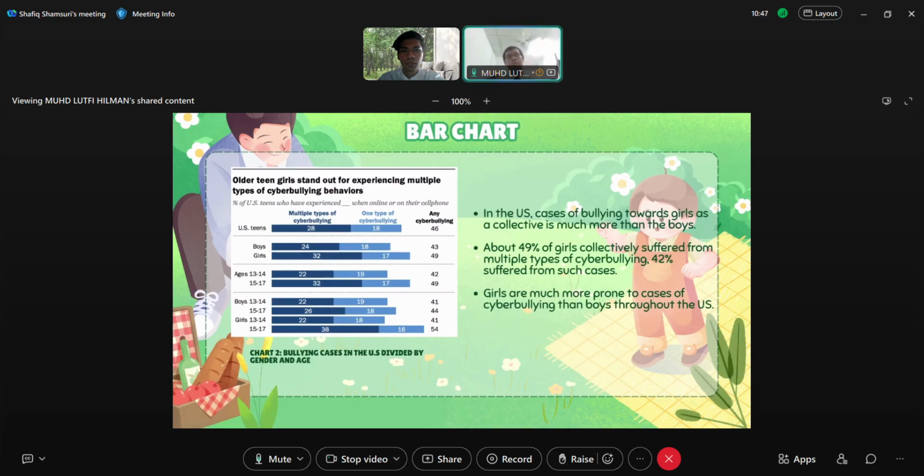If you want to be more specific with these cases, you can look at the chart provided way below over there, where it shows two genders between two age groups, 13 to 14 and 15 to 17. And as we can see, the girls have many more cases of such cyberbullying than boys. This, in the end, would mean that girls are much more prone to cases of cyberbullying than boys in the US.